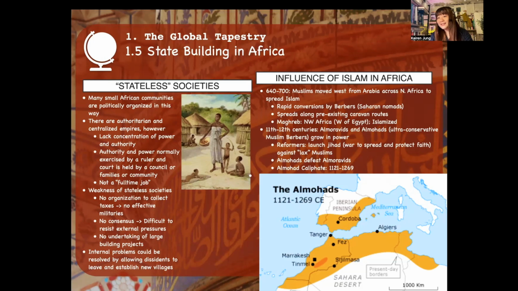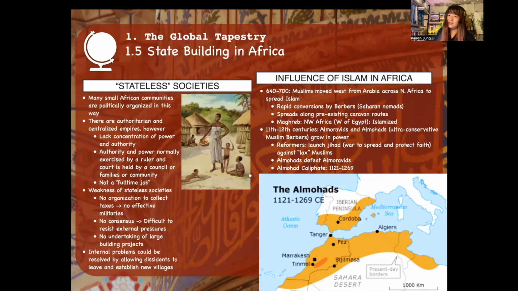What happened when Islam reached Africa? Between 640 and 700, the Muslims moved west from Arabia across North Africa to spread Islam, and there were rapid conversions made by the Saharan nomads, the Berbers. This spread along the pre-existing caravan routes. In the Maghreb, in northwest Africa, which is west of Egypt, it was Islamized.